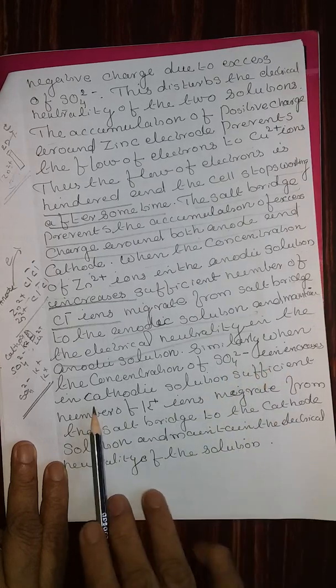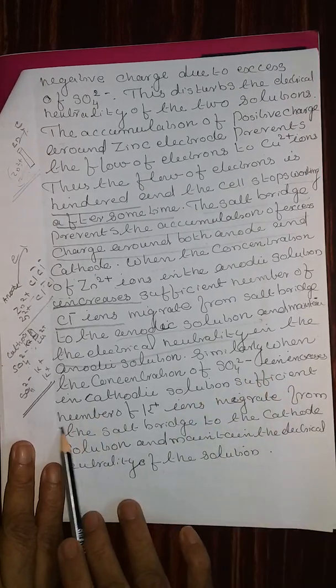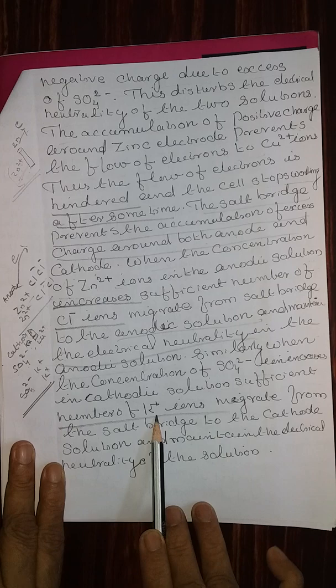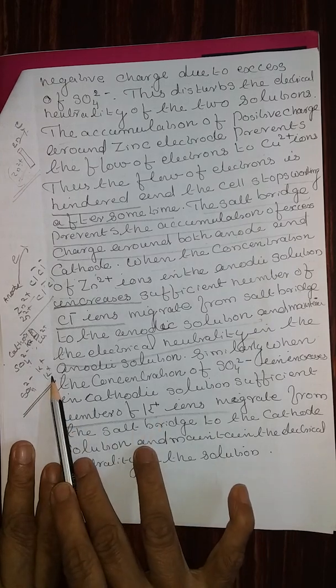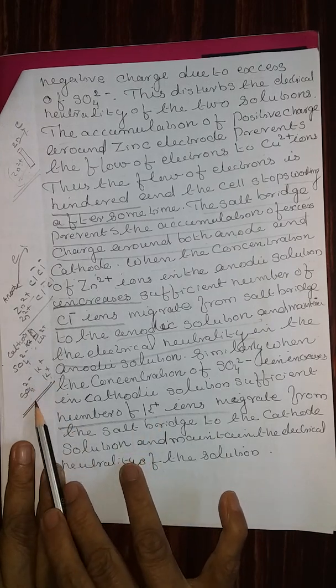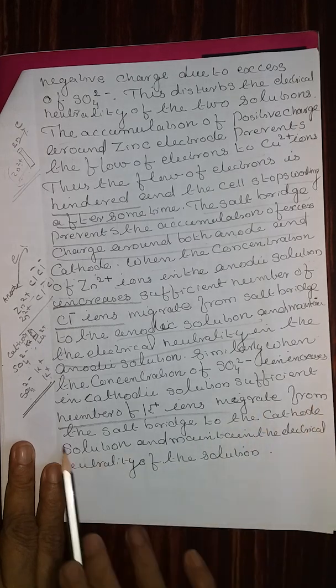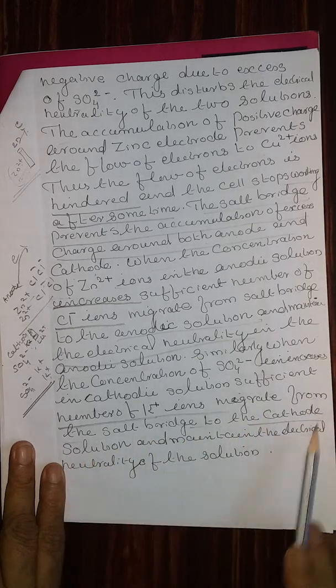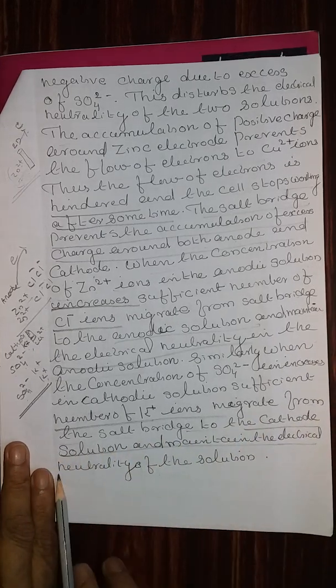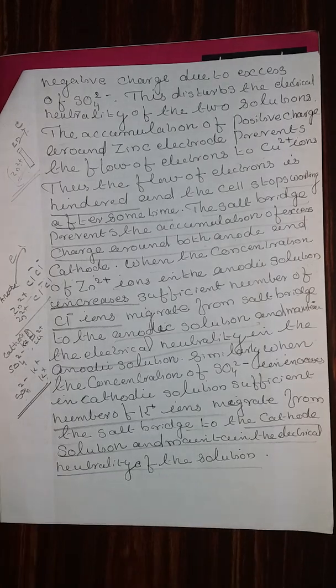Therefore, in the cathodic solution, a sufficient number of K+ ions make the SO4 2- neutral and migrate from the salt bridge to the cathode solution and maintain the electrical neutrality of the solution. This is called the use of the salt bridge.